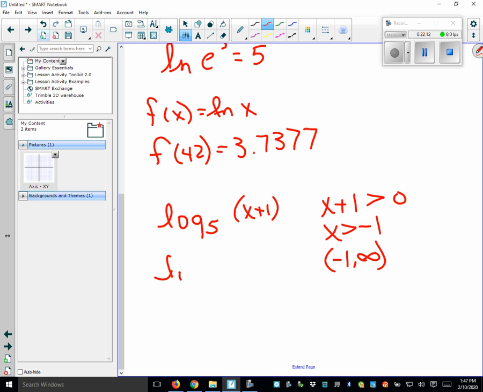Okay, what if I had log base 2 of x, and I asked for the domain? What about x? Greater than 0. So what is my domain? In parentheses, right?